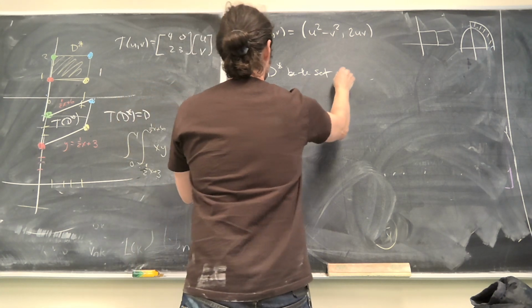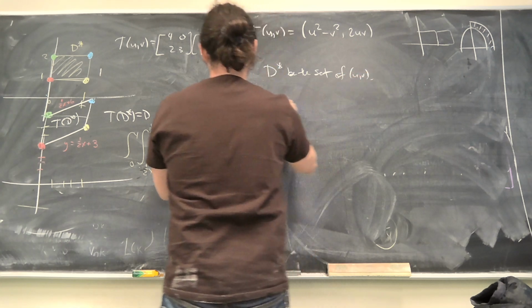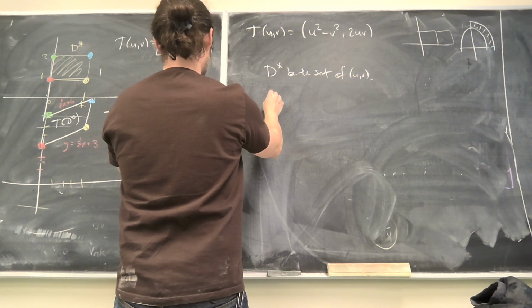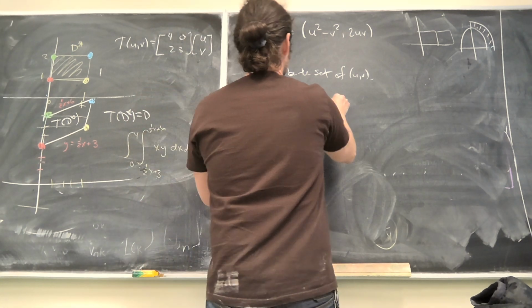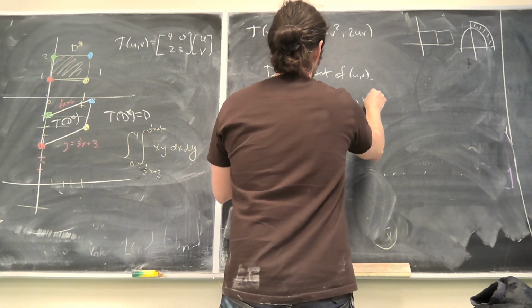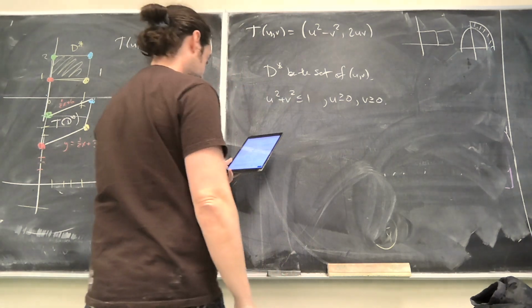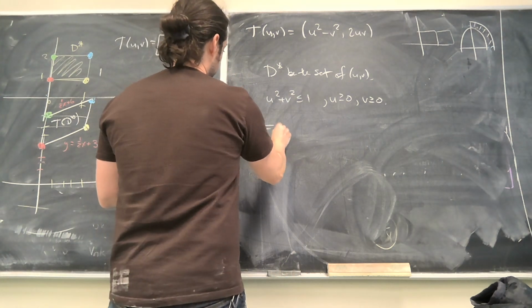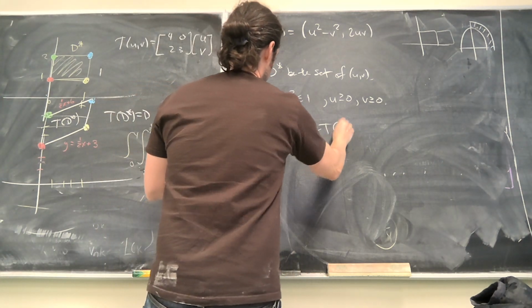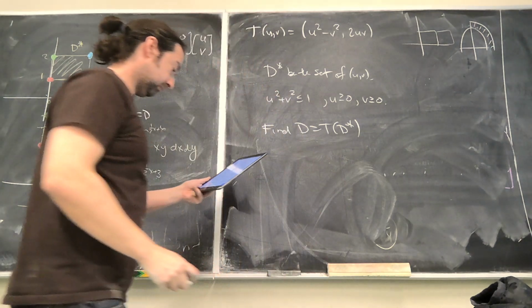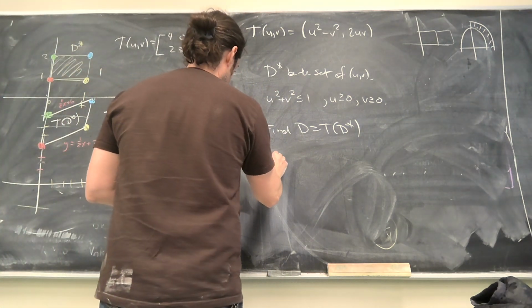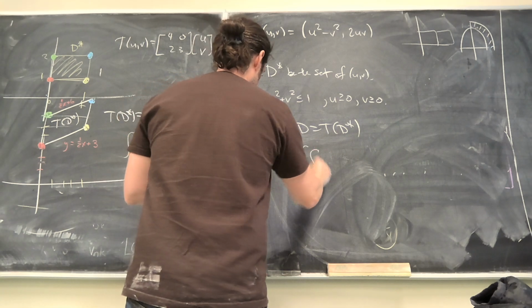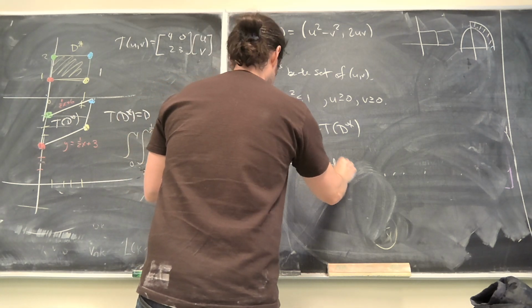Of u and v with u squared plus v squared is less than or equal to 1, u is greater than or equal to 0, and v is greater than or equal to 0. Find D, which is T of D star, step 1, and then evaluate the double integral over D of dx dy.